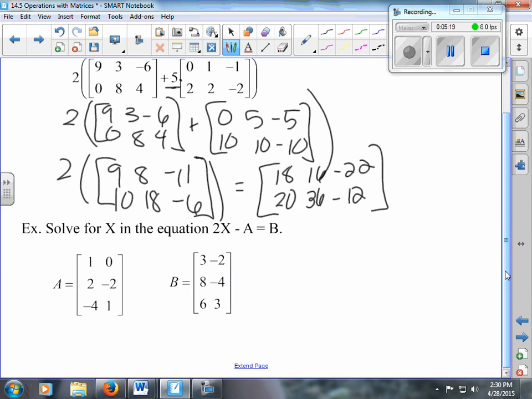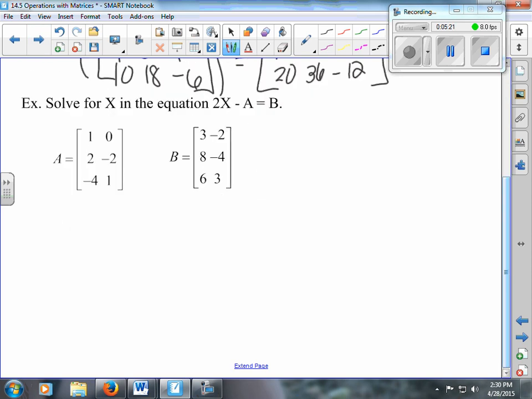Okay, now I'm going to solve this equation. Now this is a matrix equation, but it solves just like an algebraic equation. So if I have 2 times the matrix X minus the matrix A equals the matrix B, which is what this equation says, I can solve for matrix X by adding matrix A to both sides. So I'm going to add a matrix A on the right to both sides.